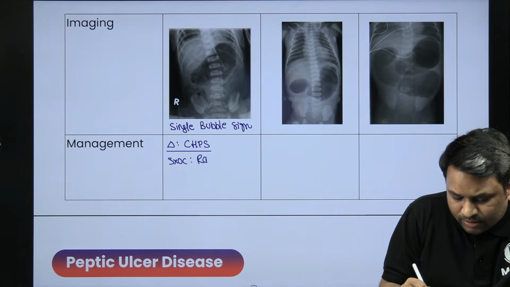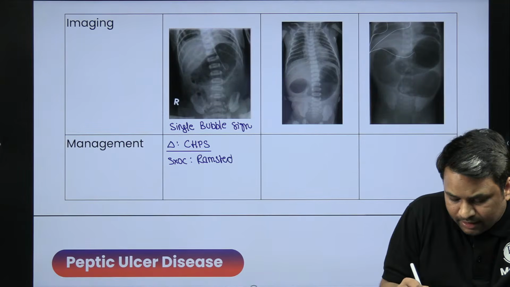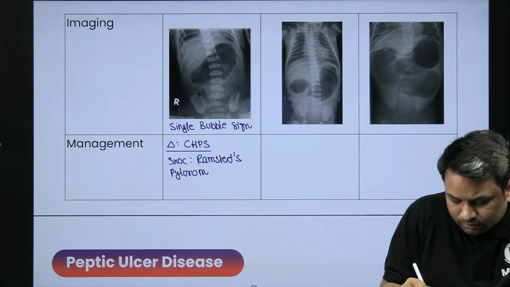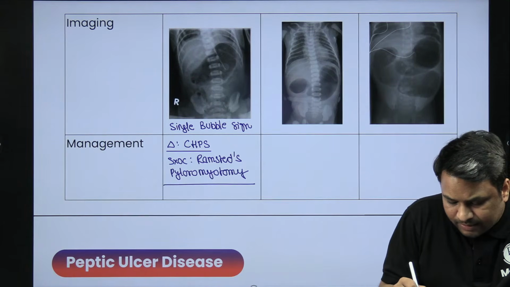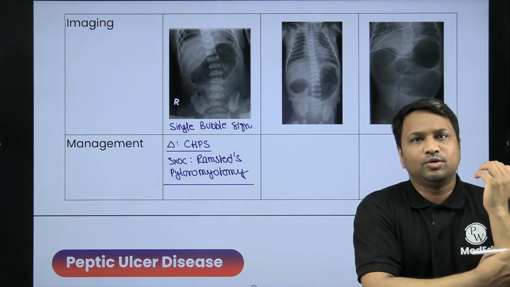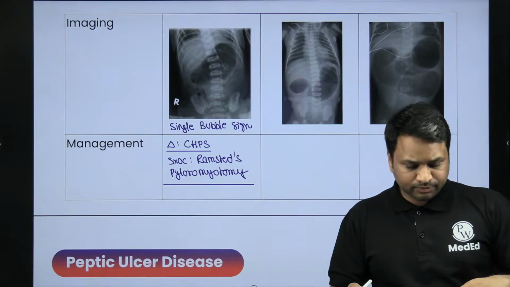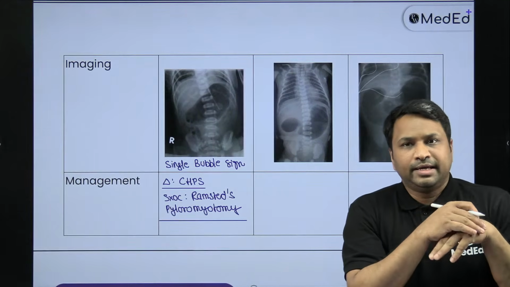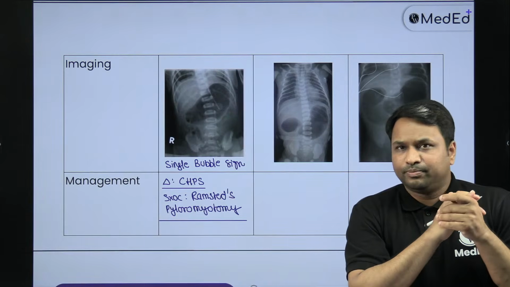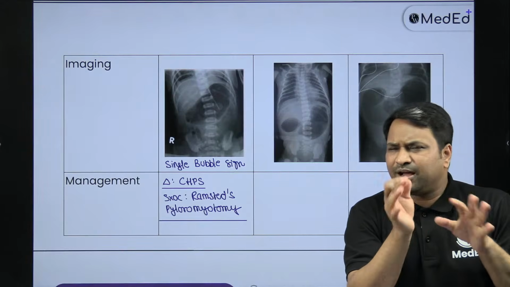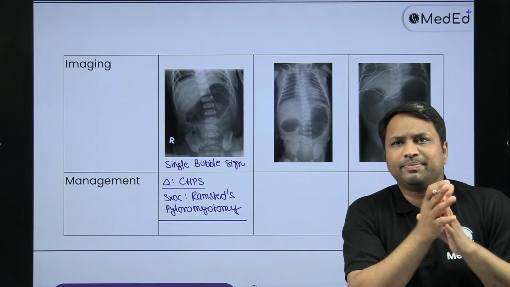Ramstedt's pyloromyotomy. Yes, it is because of prenatal, I would say, erythromycin consumption by the mother. Olive lump, visible peristalsis, all the pathognomonic signs.